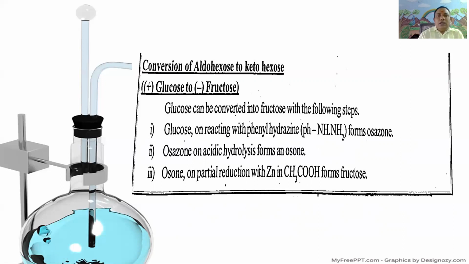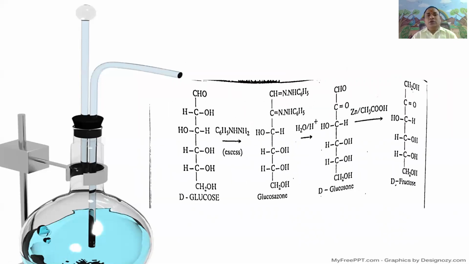Here in this reaction, first glucose, D-glucose is CHO, CHOH, COHH, CHOH, CHOH, CH2OH. It is called D-glucose. This D-glucose upon treatment with excess of phenylhydrazine hydrochloride gives a solid yellow crystalline derivative, the osazone of glucose.